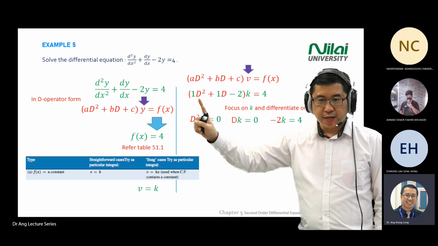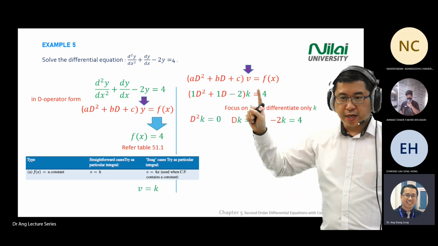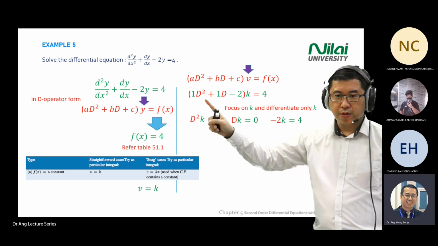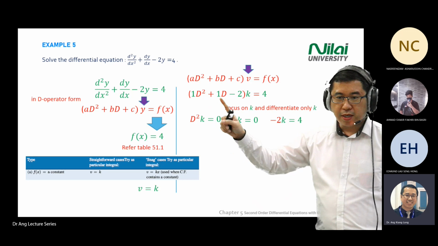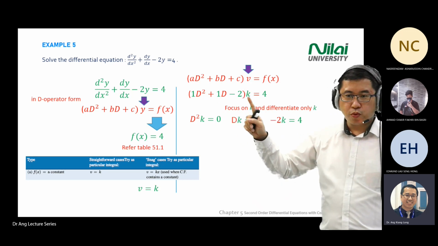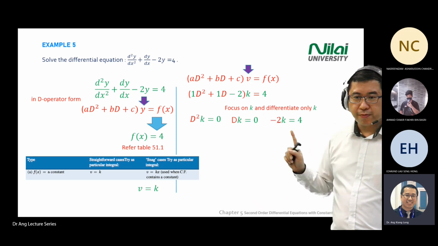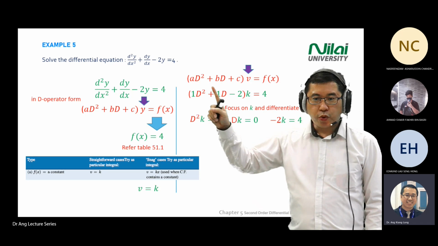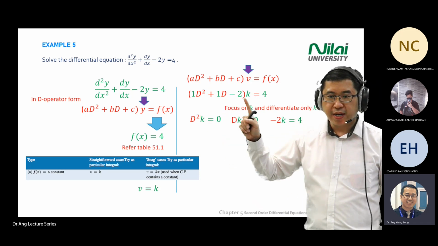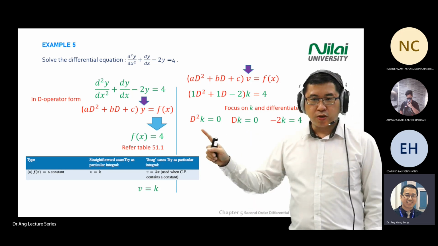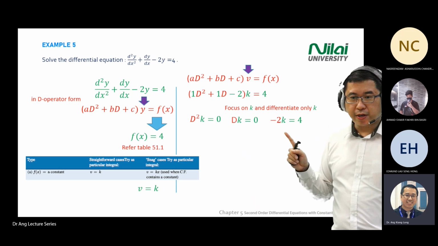This one, D squared k, you already found equal to 0. Dk, you found equal to 0. Minus 2k equal 4. It's the whole equation. The whole equation is 1 D squared k plus 1 Dk minus 2k equal 4. You did find what is your Dk, D squared k, and at the end you arrive at minus 2k equal 4. What is your k?